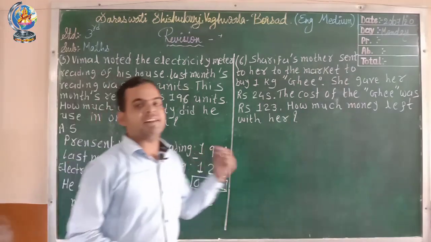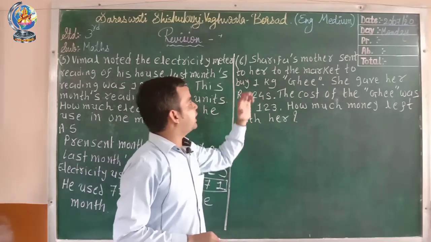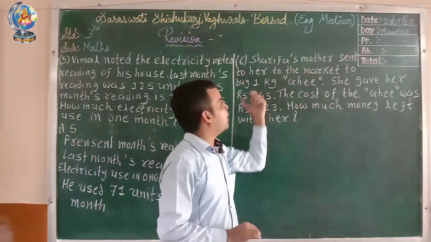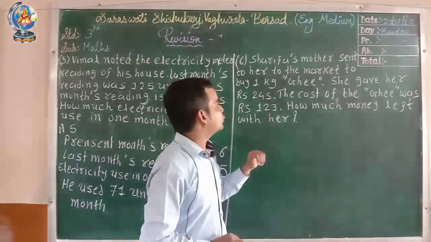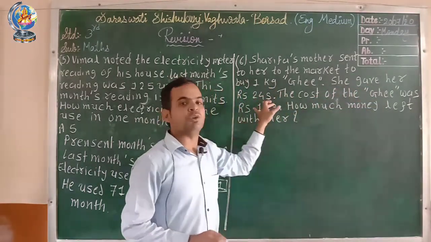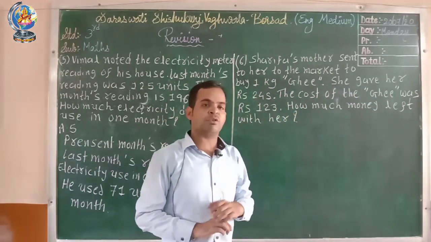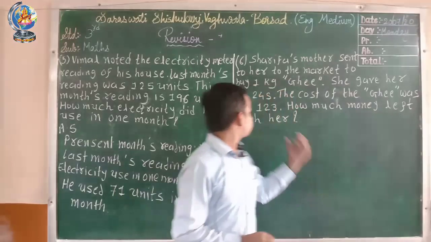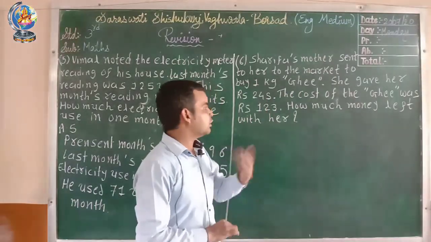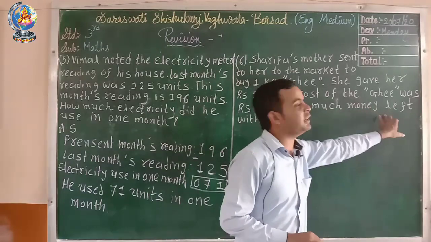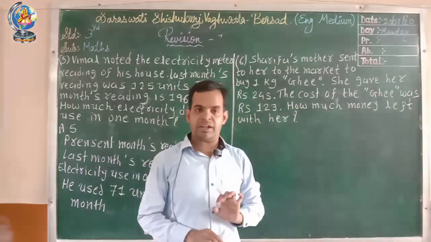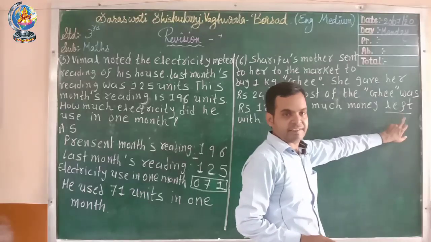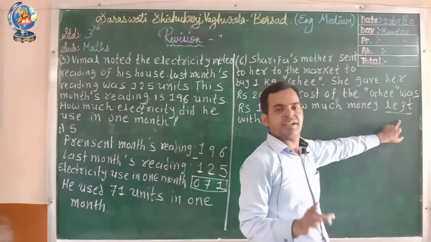Now let's see our last sum. One day Sarifa's mother sent her to the market to buy 1 kg ghee. She gave her rupees 245. Her mother gave 245 rupees. The cost of the ghee was rupees 123. What do we have to find? How much money is left with her. Here you can see the keyword of subtraction, left. So we have to do subtraction.